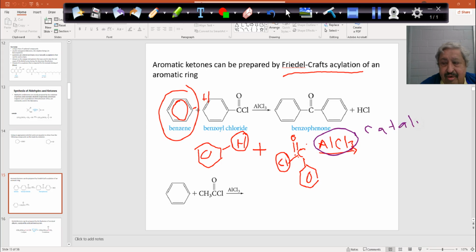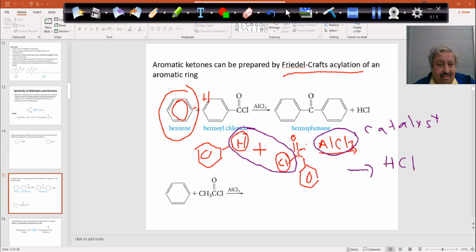When it comes to Friedel-Crafts acylation or Friedel-Crafts alkylation. Alkylation, you add an alkyl group, correct? Acylation, you add an acetyl group. So what will happen here, you pull out with the help of this catalyst the HCl. So the first thing here, you pull out HCl. And then what will happen? Then you will have, that's what will happen here.